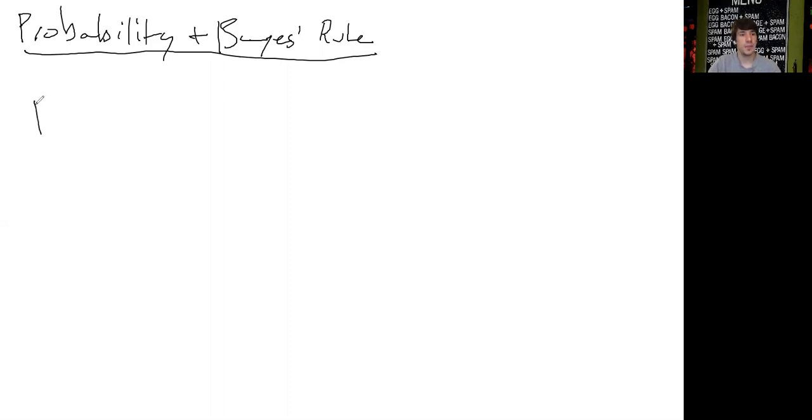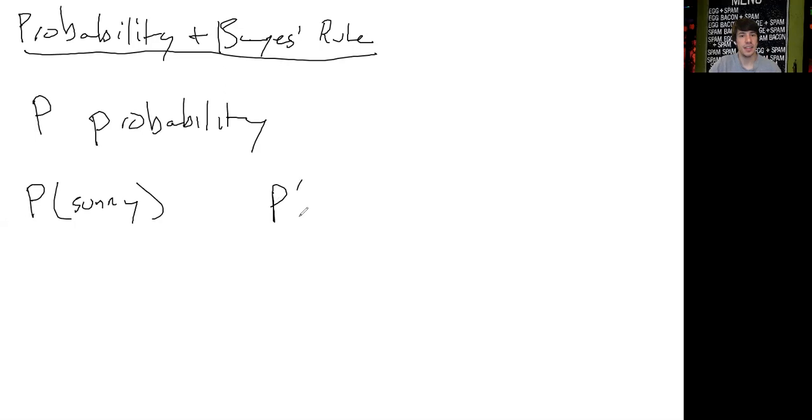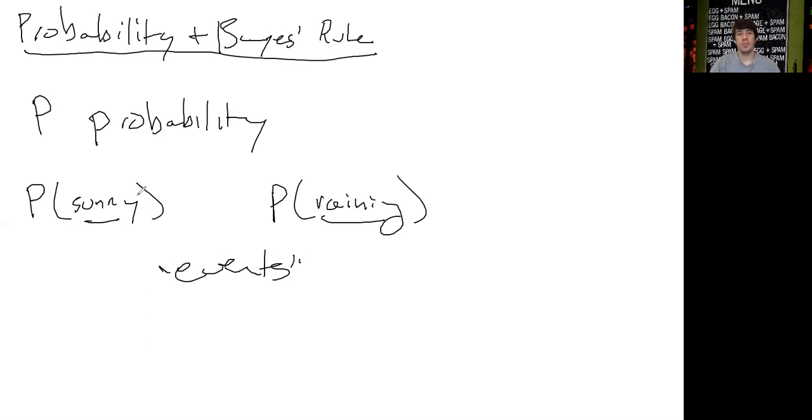So what we'll write notationally is a capital P for probability. And we'll write things like P of sunny or P of raining. So sunny and raining are what are called events, which are things that might happen. And P of sunny is the probability that it's sunny, and P of raining is the probability that it's raining. And so these are going to be numbers in the range 0 to 1, which you think of as the chances of something happening.